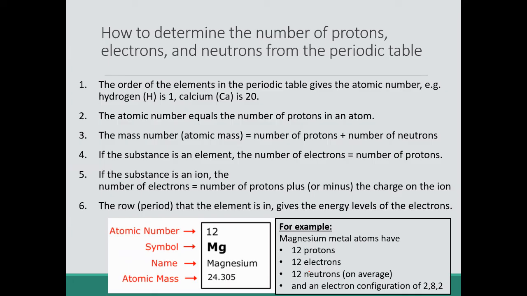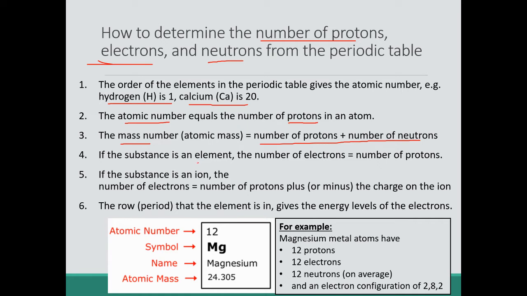First of all, just to recap on how to determine the number of protons and electrons. Electrons have a negative charge, protons have a positive charge, and neutrons have no charge, remember. The order of the elements in the periodic table gives the atomic number. So hydrogen is 1, calcium is 20. Those are the ones we need to know for level 2 chemistry, 1 to 20. The atomic number equals the number of protons in an atom. The mass number gives the number of protons plus the number of neutrons.